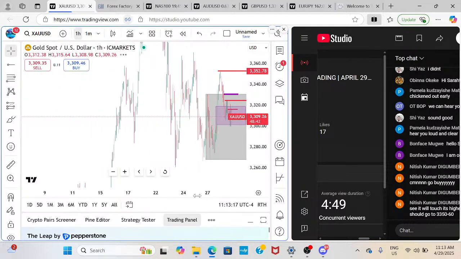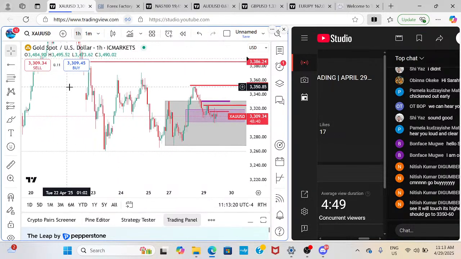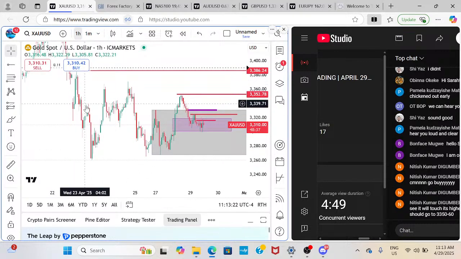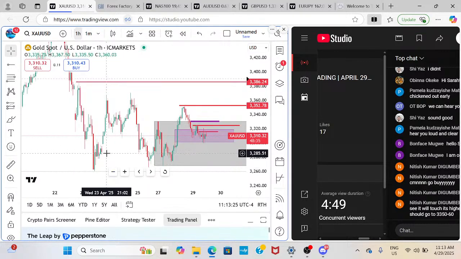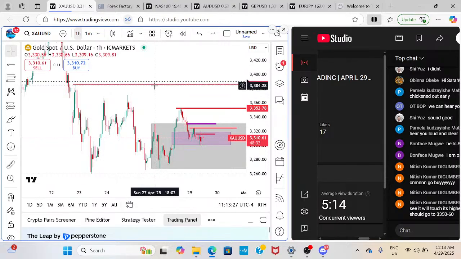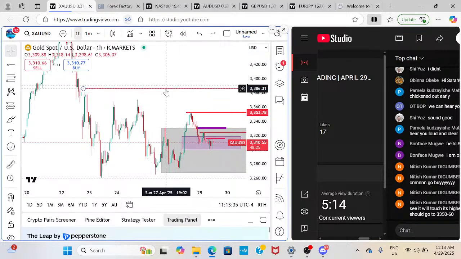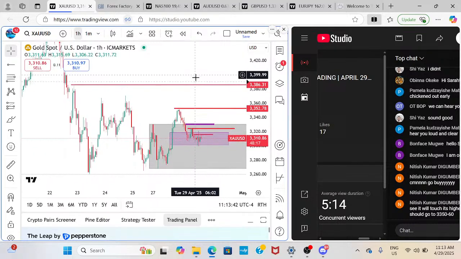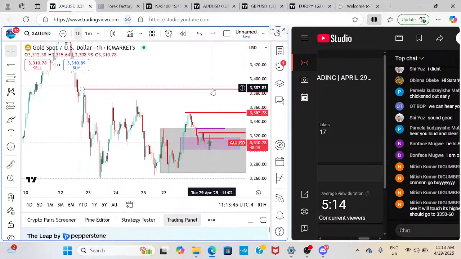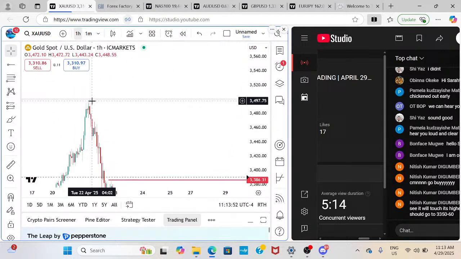Now, if I zoom out, the current trend on gold is still bearish. We're still in a downtrend because the price hasn't broken above this main lower high here. This is like the main resistance. If the price is to resume bullish, we need to break above 3,386. If we can successfully break above 3,386 on the 1 hour time frame, then it's going to be able to push all the way back to the all-time high.